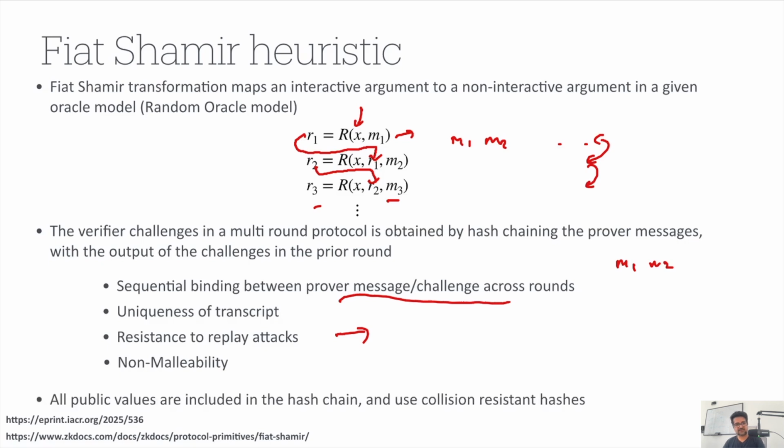In particular, the most common bug is that public values are not included in the hash chain, and or using a very weak hash. If you use SHA-256 mod 2^32, that would be very bad. So in general, one should use good collision-resistant hashes and always include every public value for the protocol in the hash chain.